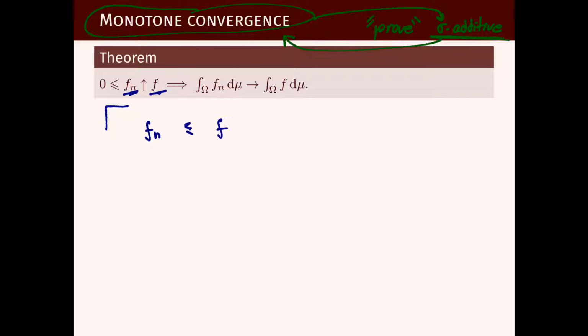And by monotonicity, which we have already proved, we can integrate this with respect to the measure. And this is still true, and this is true for every n. So we can take the limit in n, and we have this inequality. So what we really have to do is to show the opposite inequality. We have to show the inequality in this direction.